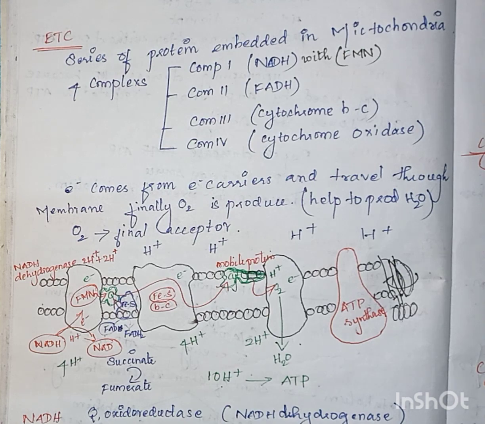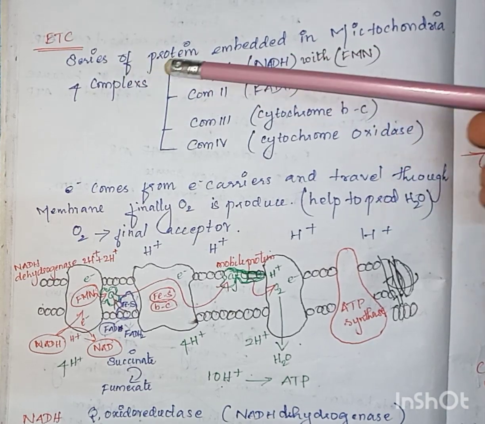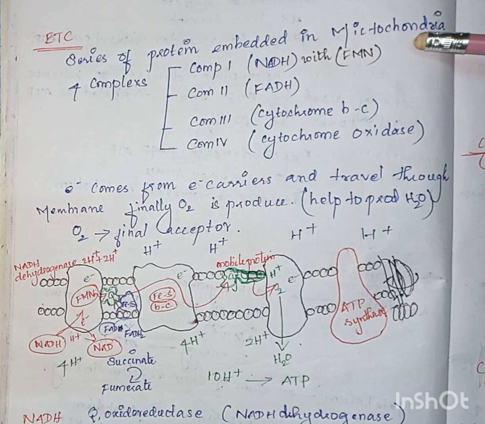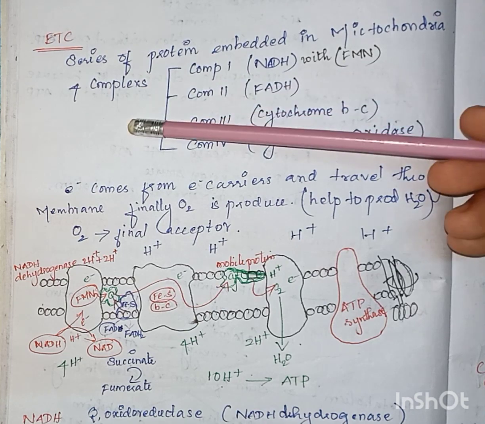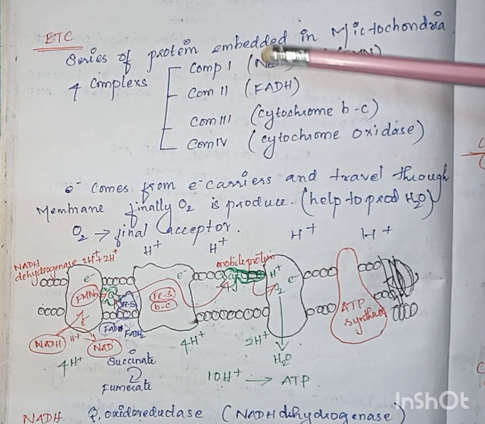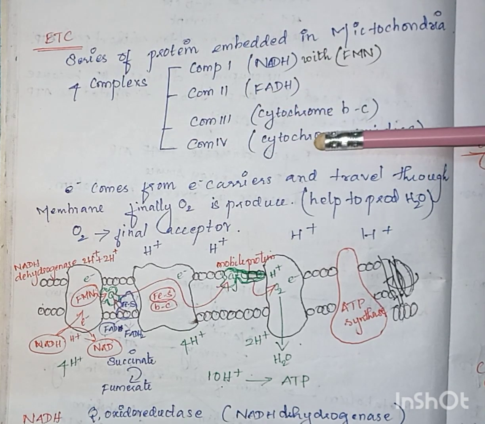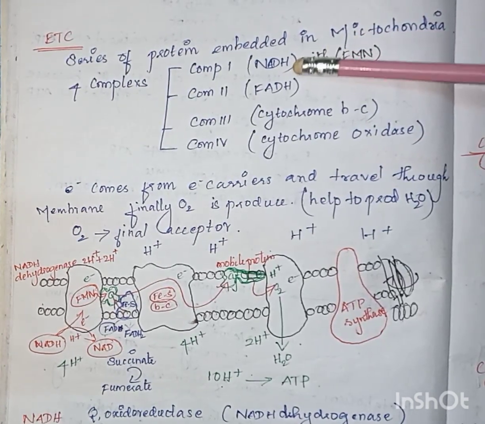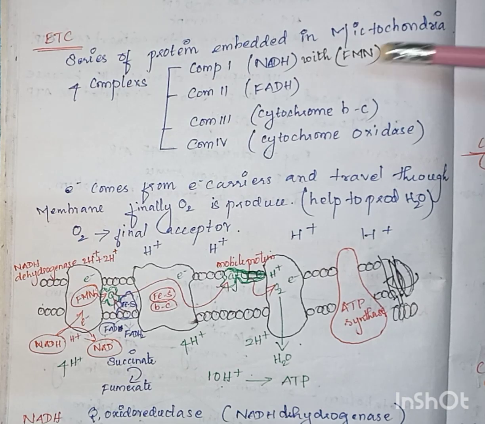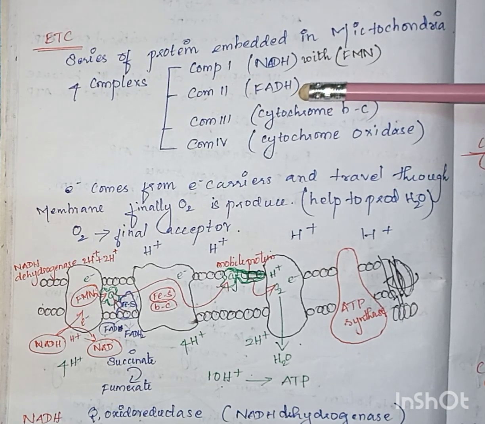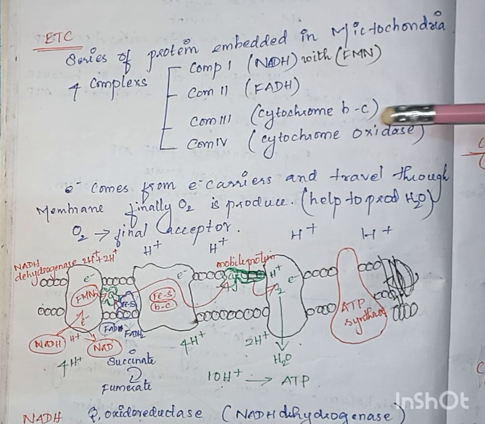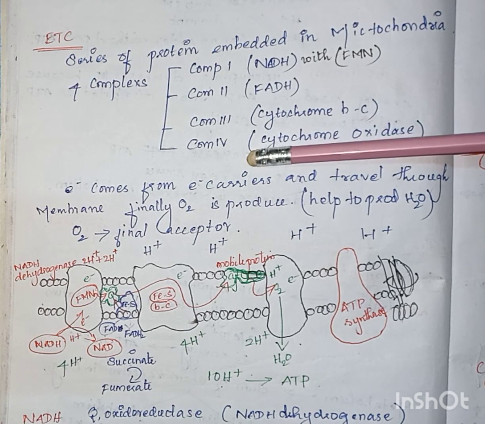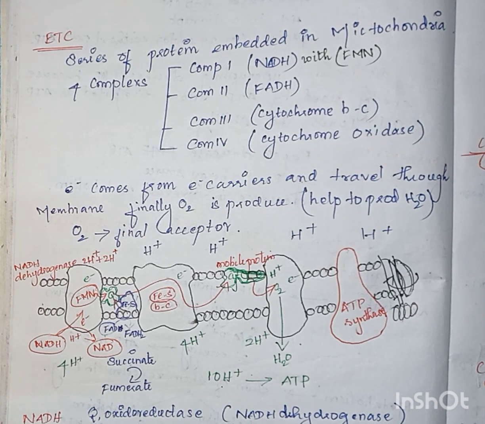The electron transport chain is carried out in a series of proteins embedded in the mitochondria. It contains four complexes: complex 1, complex 2, complex 3 and complex 4. Complex 1 has NADH with FMN, complex 2 has FADH, complex 3 has cytochrome BC, and complex 4 has cytochrome oxidase.